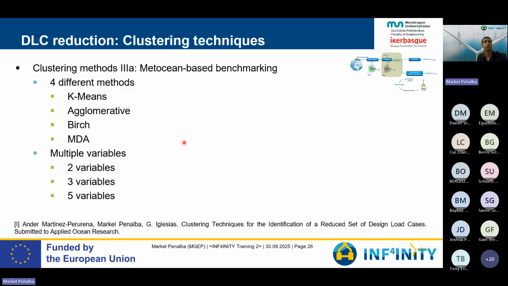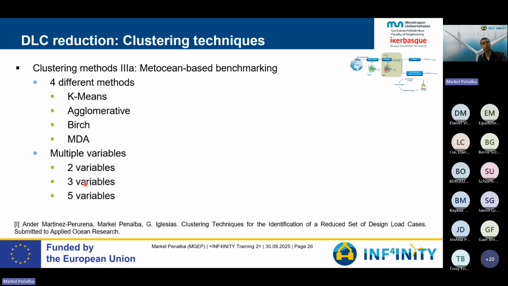So now we can perform the benchmarking, and we've used 4 different methods: the k-means, the agglomerative, the Birch, and the maximum dissimilarity algorithm. The ones that have been used usually, especially in the resource assessment or wave resource assessment areas, and also multiple variables. So 2 variables, which could be, for example, wave height and wind speed, 3 variables, wind speed, wave height, and wave period, and 5 variables, wind speed, wind direction, wave height, wave period, and wave direction.